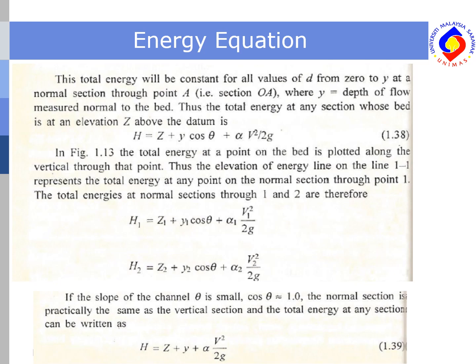Now, if the channel slope is very small, this cos theta value will be almost equal to 1, then the normal section is practically the same as the vertical section, and the total energy at any section can be written as just Z plus Y plus alpha V squared over 2G.